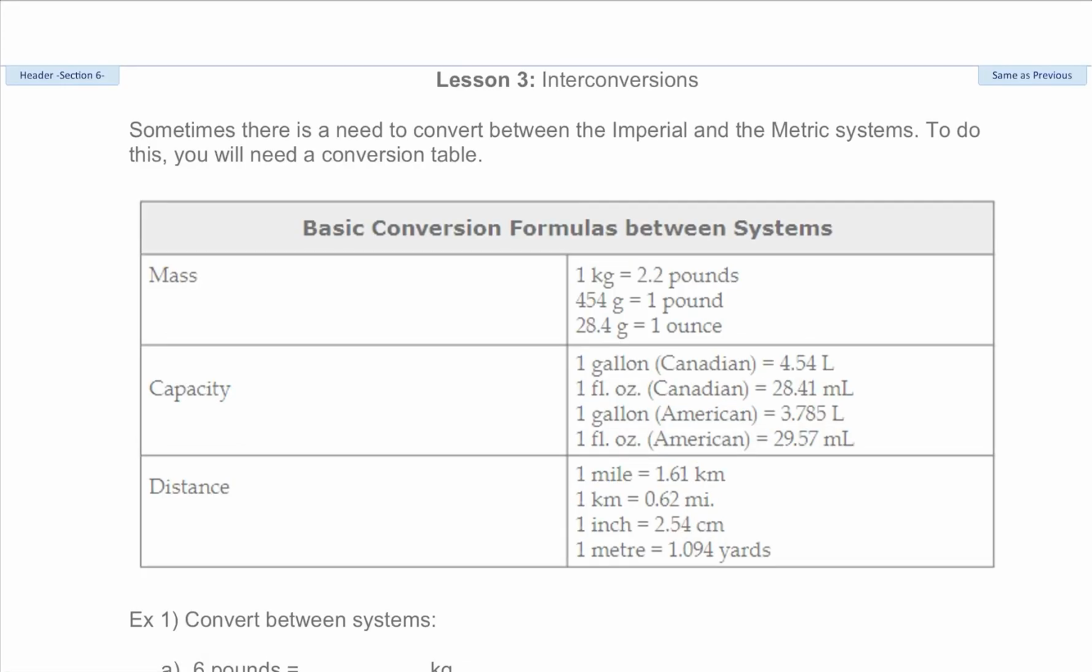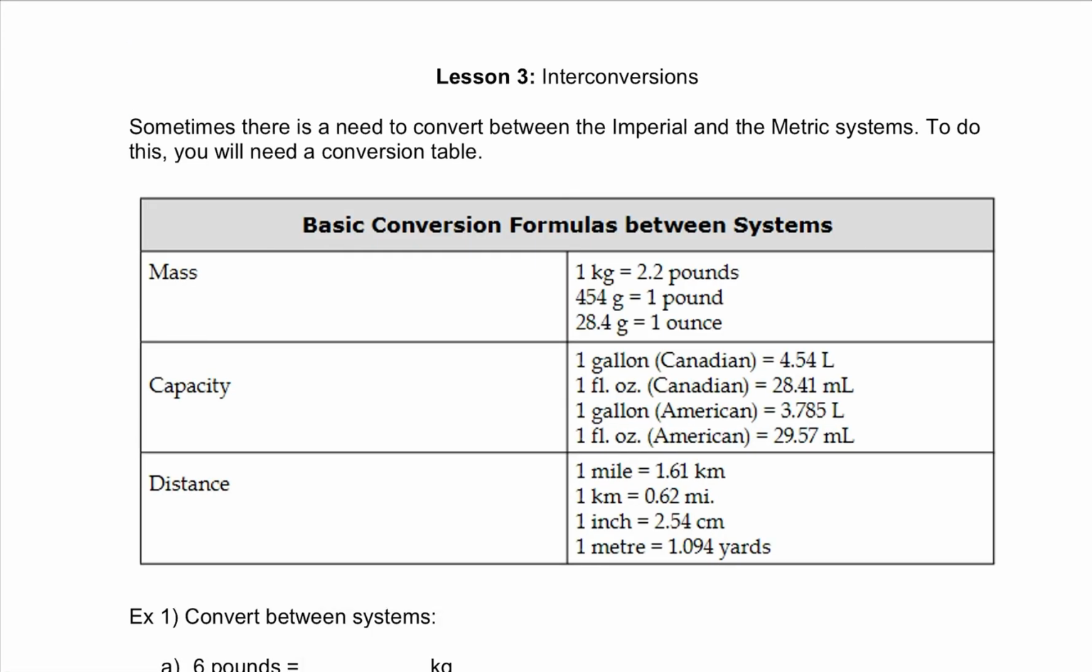In lesson 1, we looked at how to convert in between our metric system. In lesson 2, we looked at how to convert within our imperial system. In lesson 3, we're going to do something called interconversions, and that means that we're going to go back and forth between the different systems. So you'll notice here that we have some basic conversions between the systems.